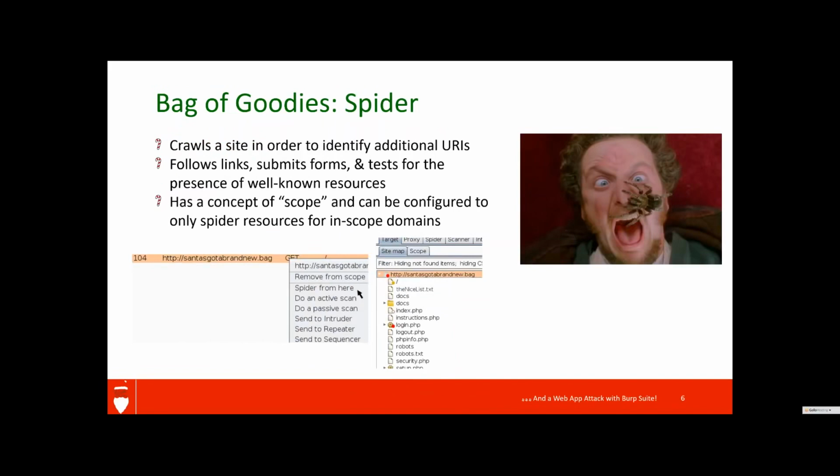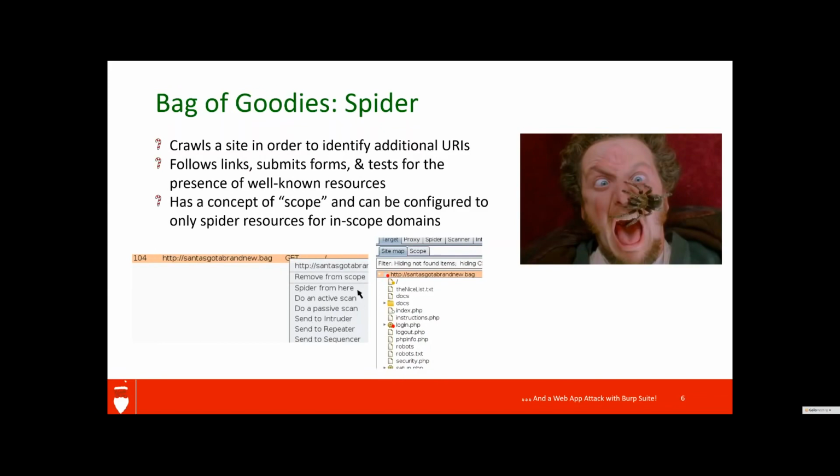Another item in the bag of goodies here that we have is the Burp Spider. What this does is it crawls a site and it allows you to identify additional resources that might be hosted by that site. It will do things like follow links. If there are any forms such as logins or other types of forms, it will submit them. And will also take some well-known resources such as WP admin, for example, and it will determine whether or not those are available at the site.